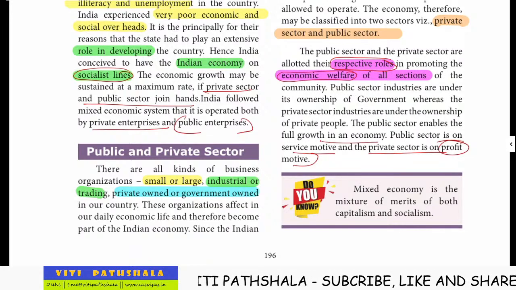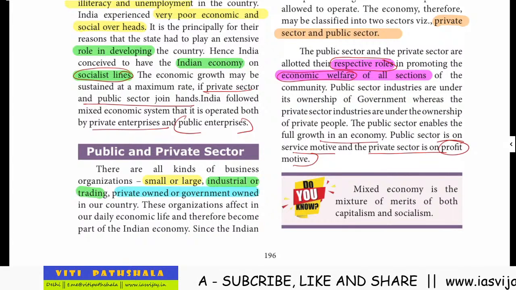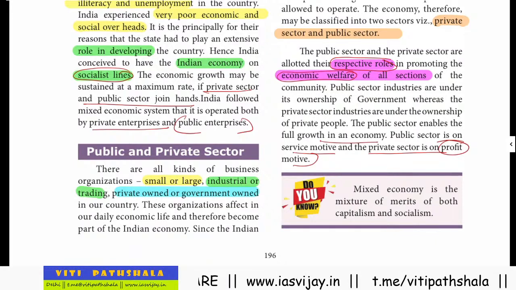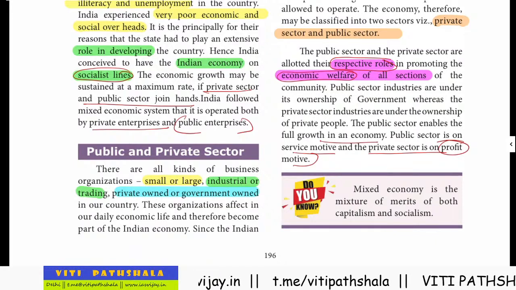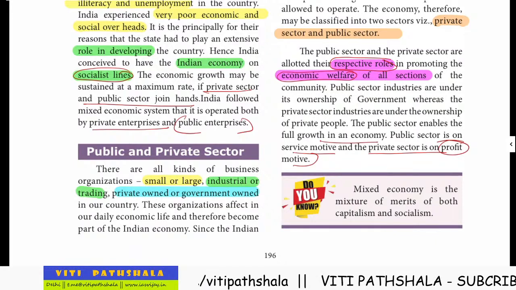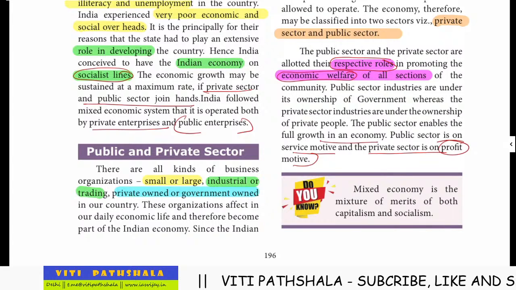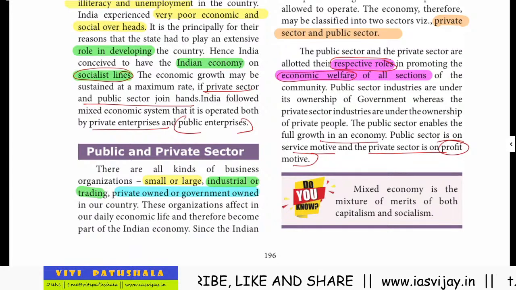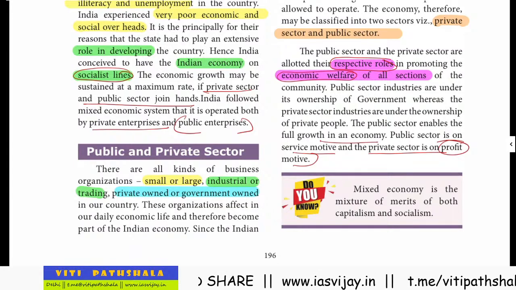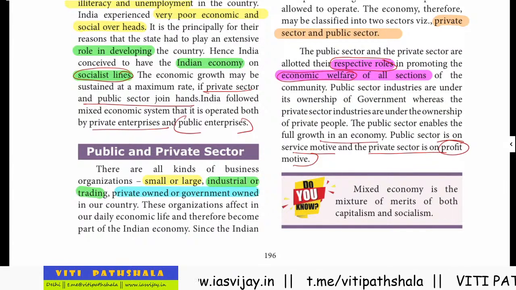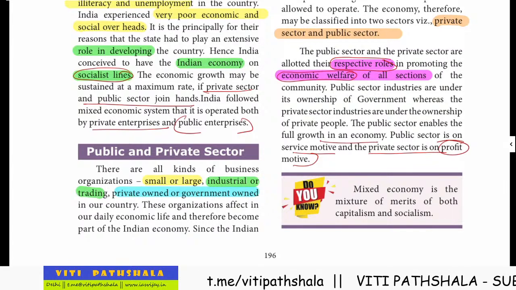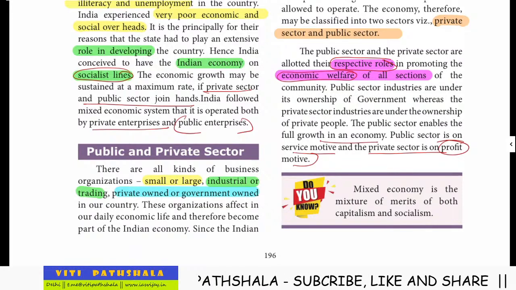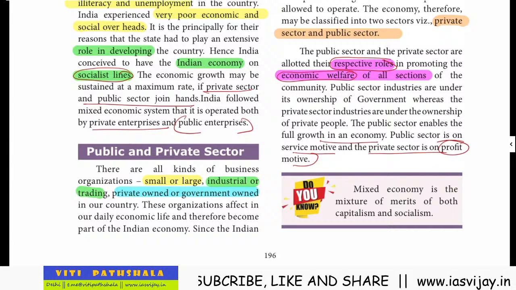But India realized that we need development in the life of the people. The people were very poor, economically downtrodden. Illiteracy was there, unemployment was there. So it was decided we will take a mixed form of the public and the private, and both will run simultaneously. Now, the mixed economy is a mixture of the merits of both capitalism and socialism.